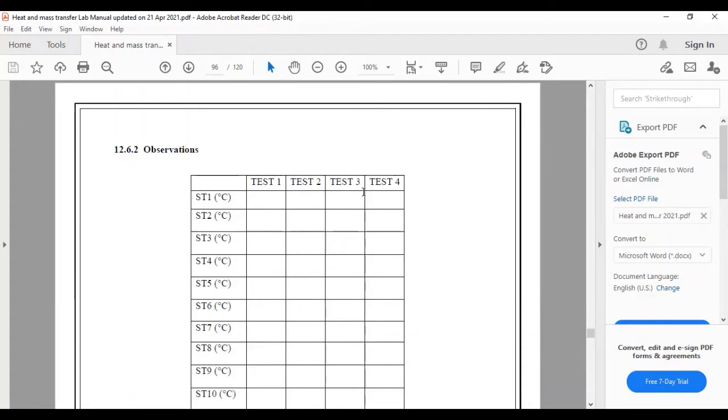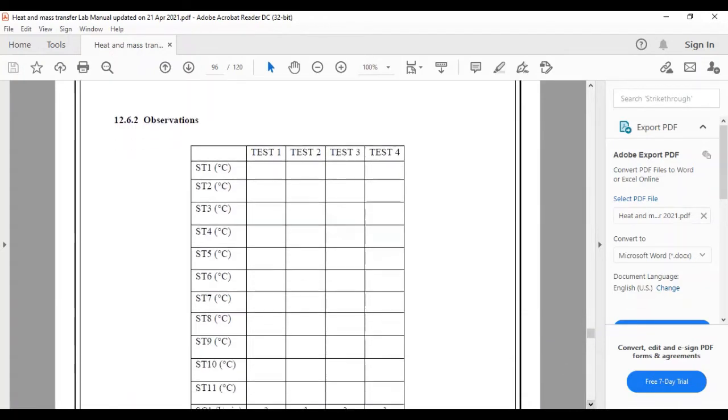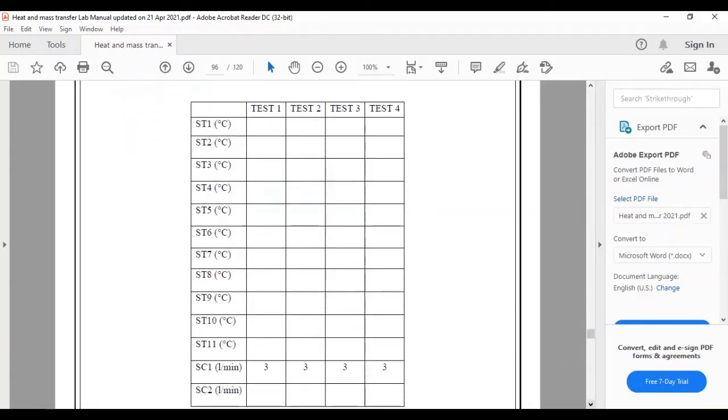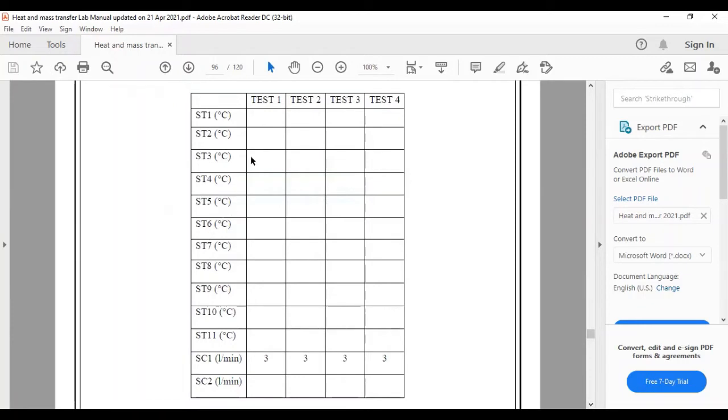We will take 4 different readings, and how will we take them? We will just change the temperature of hot water. If, for example, we take the first reading at 50 or 55 degrees centigrade, then we will increase it respectively, and we will get 4 different sets of readings.